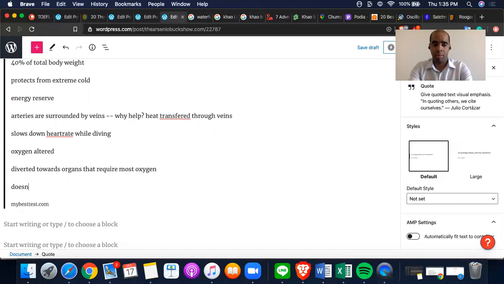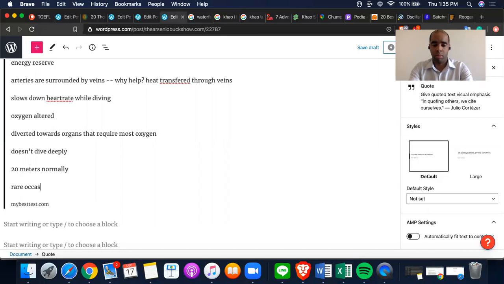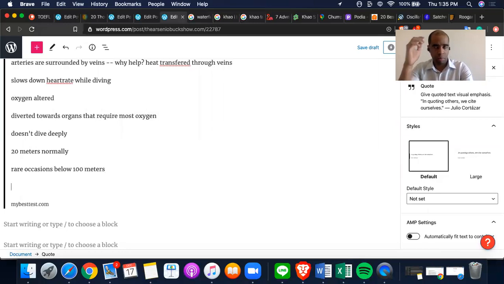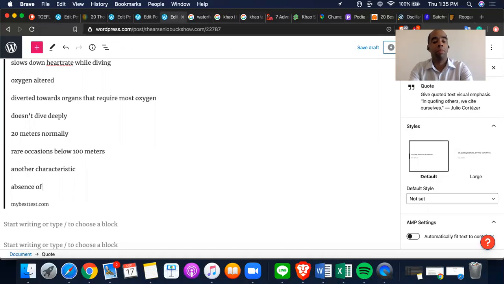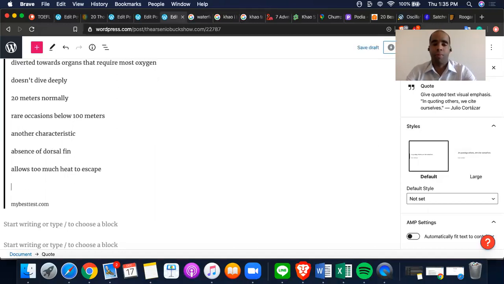It is seldom seen at depths lower than 20 meters, although on rare occasions they've been spotted below 100 meters. Now, let's look at another characteristic of the beluga whale, the absence of a dorsal fin. The dorsal fin, with its large surface area, allows too much heat to escape. In fact, we don't see a dorsal fin in any of the three Arctic whales or the Arctic dolphin.